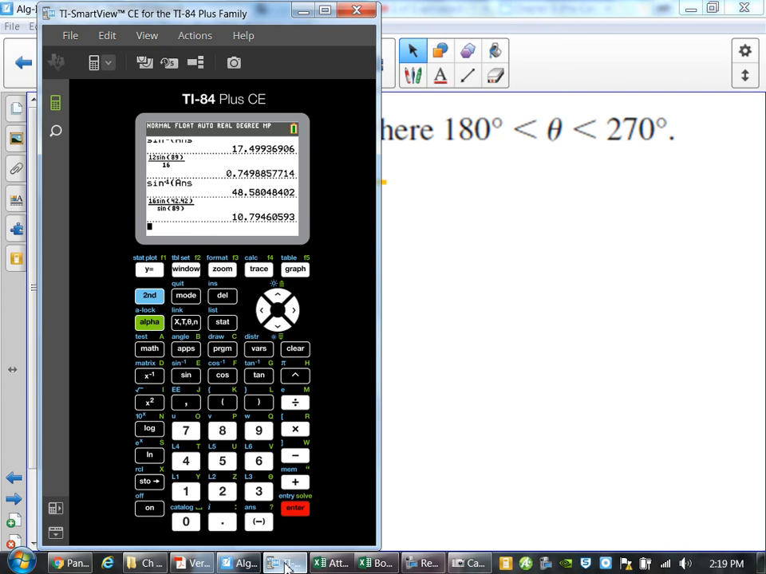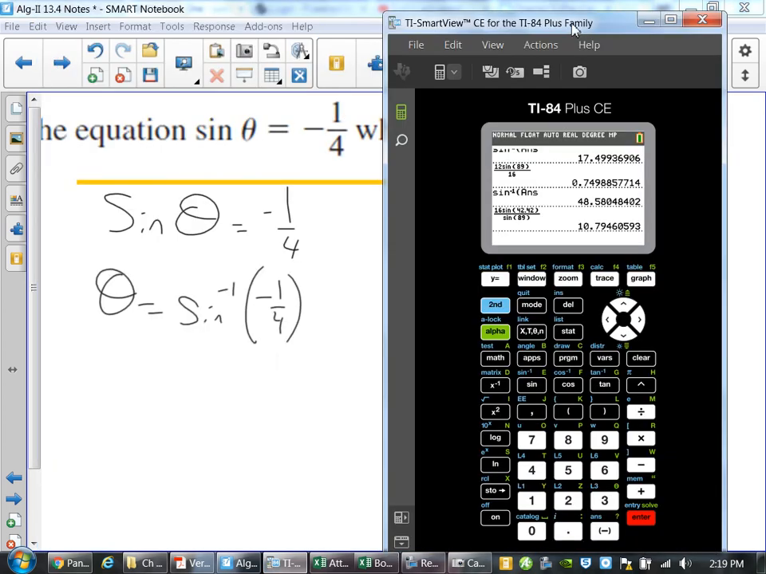Watch what happens. Inverse sine negative 0.25. I get a negative angle. Because where is sine trying to find it? It's trying to find it in that fourth quadrant because it's negative. So right now, I have an angle of negative 14.48. Always go 2 decimal places.